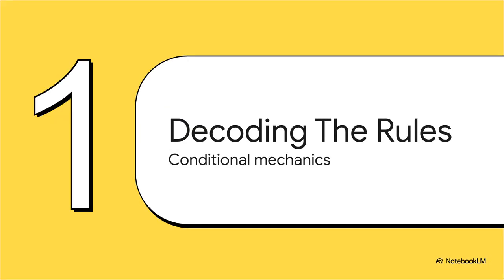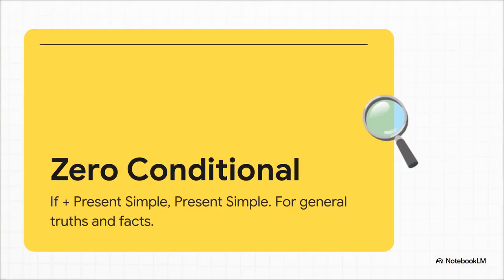All right, Section 1, Decoding the Conditional Rules. Let's lay the groundwork. First up, we've got the zero conditional. This structure is all about absolute, unbreakable certainties. We use it for general truths, scientific facts, situations where one thing literally always results in another. Notice the formula here. It's if plus the present simple, followed by another present simple in the main clause. It's just cause and effect, plain and simple.